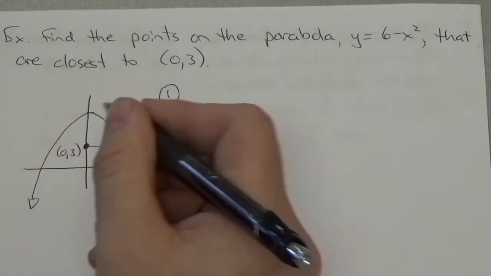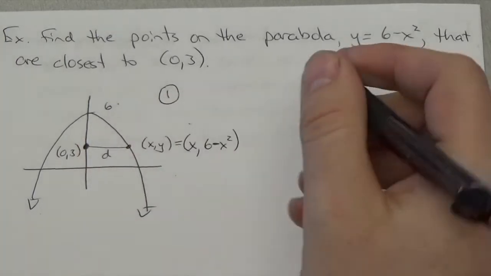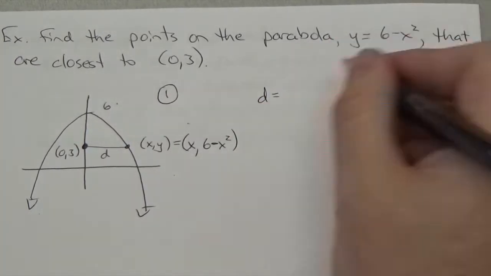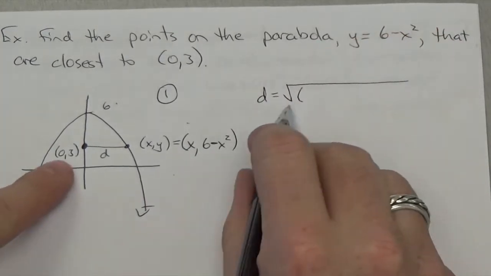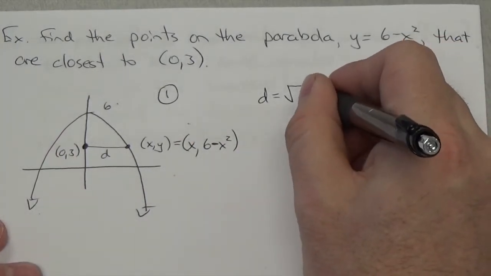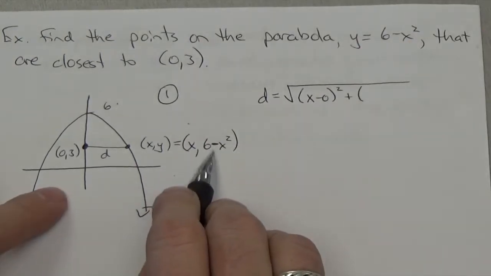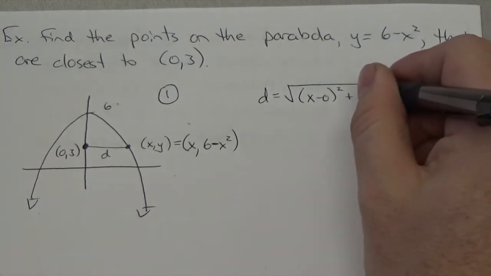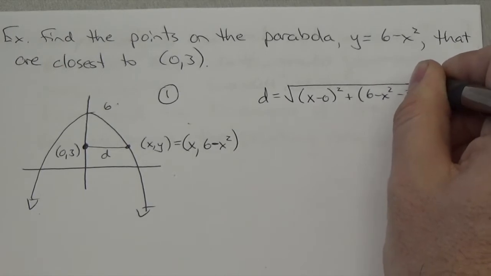Okay? So now we're going to find the distance between this point right here, which we know is fixed at (0, 3), and this point right there. We'll call that D. So our D here, with the distance formula, is going to be the square root of x1 minus x2, so x minus 0 squared, plus y minus y, so 6 minus x squared minus 3 squared.